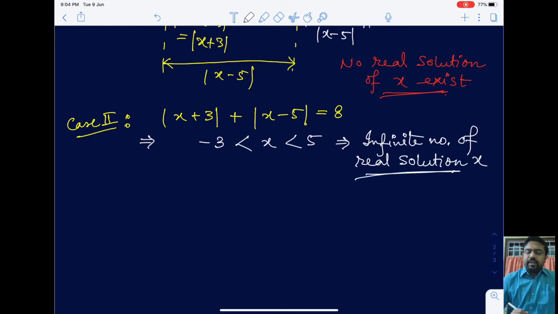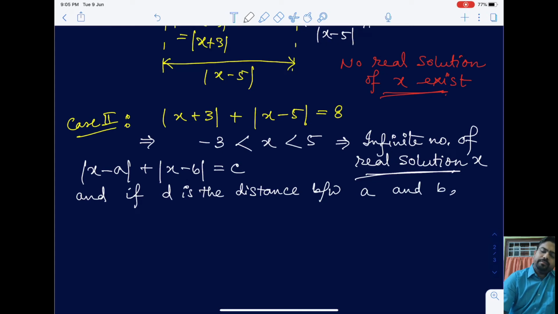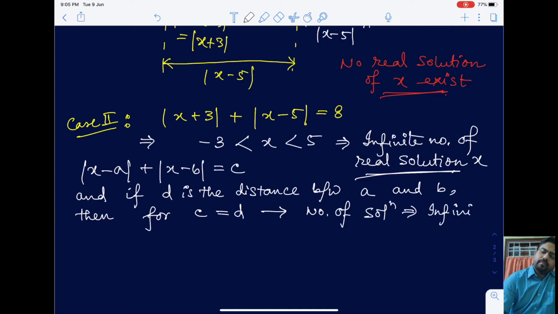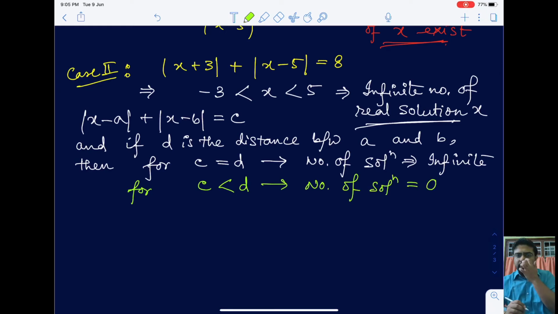So we can infer now that for mod of x minus a plus mod of x minus b equal to c, if d is the distance between a and b, then for c equal to d the number of solutions will be infinite, whereas for c less than d the number of solutions will be 0. That is for the first case.